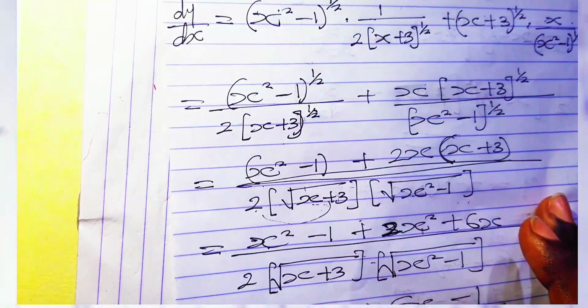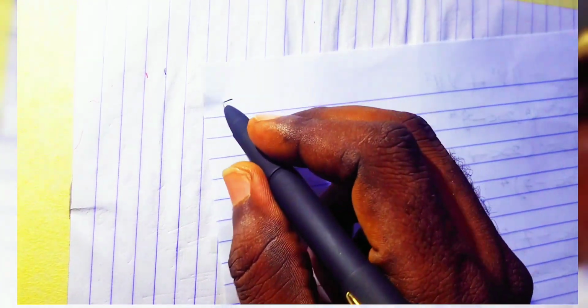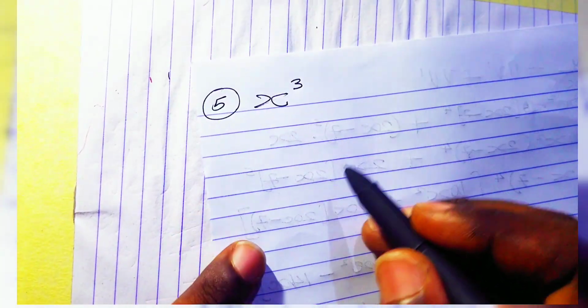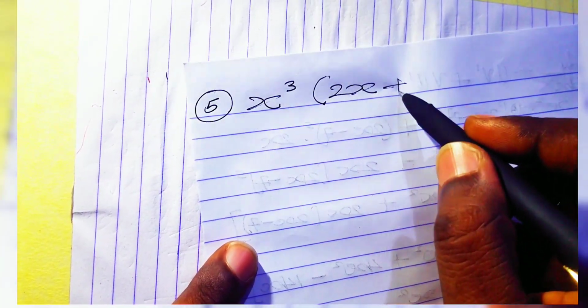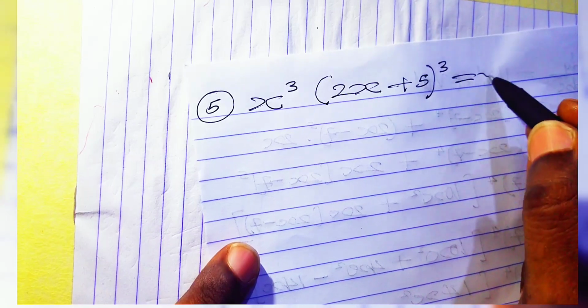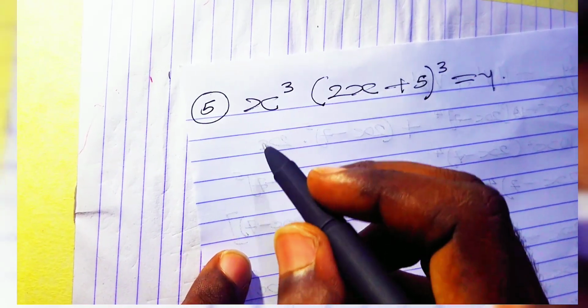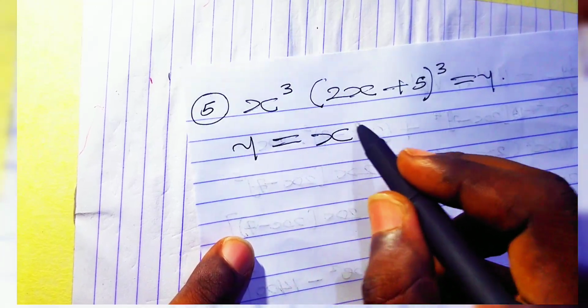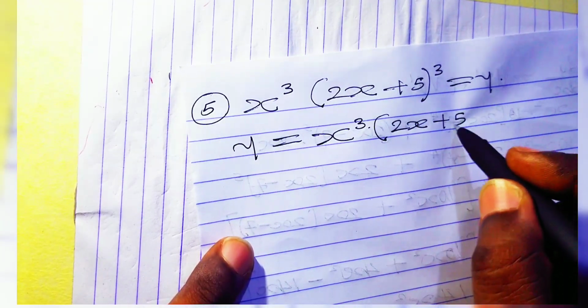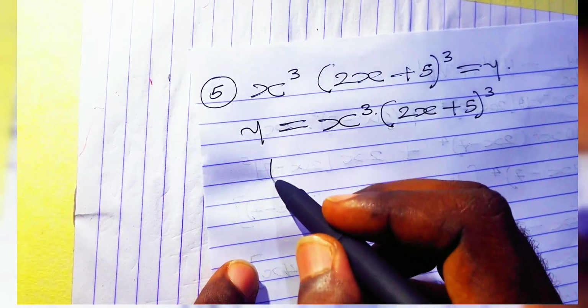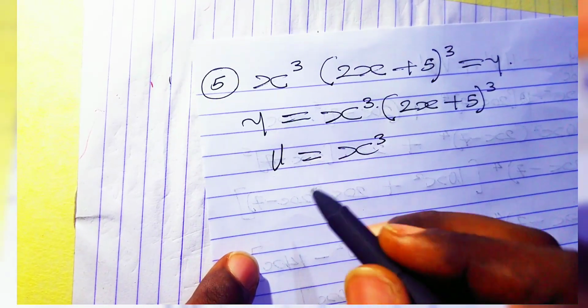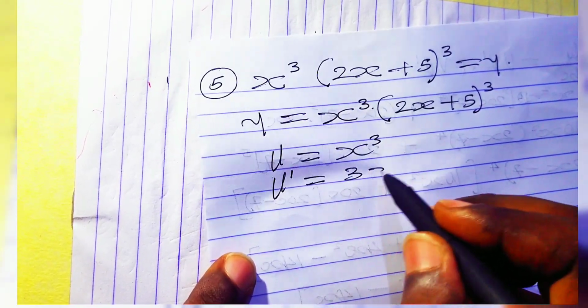And then let's look at another example. I call this one question 5. This is question number 5. This is x cubed in the bracket (2x plus 5) raised to the power 3 equal to y. So the question asks us to look for the value of dy/dx. We can write it out this way: x cubed in the bracket (2x plus 5) raised to the power of 3. So our u is x cubed, and then u prime is 3x squared.